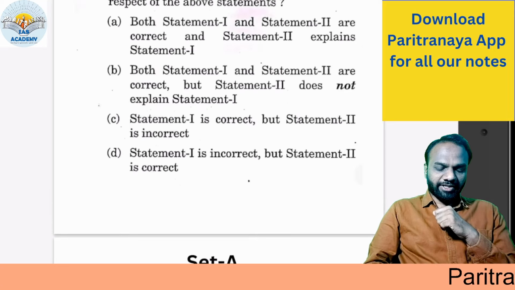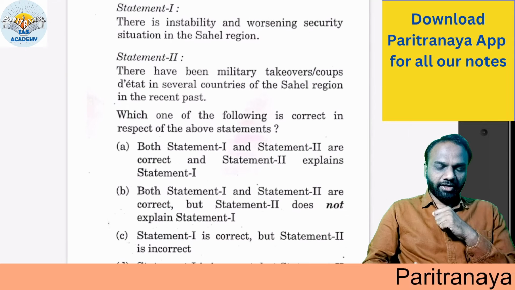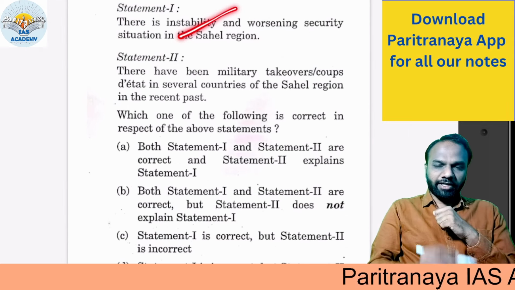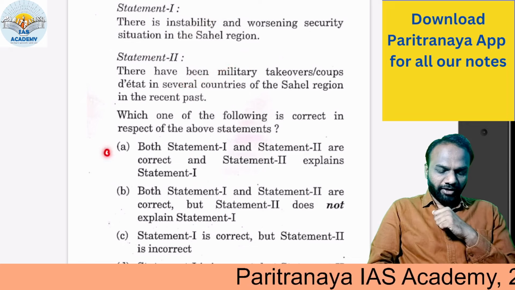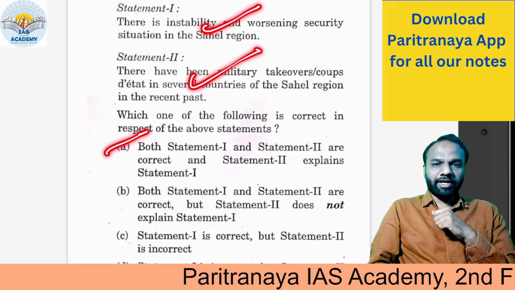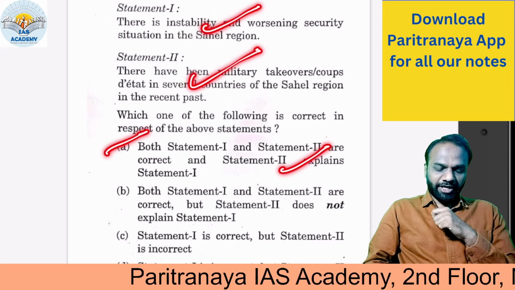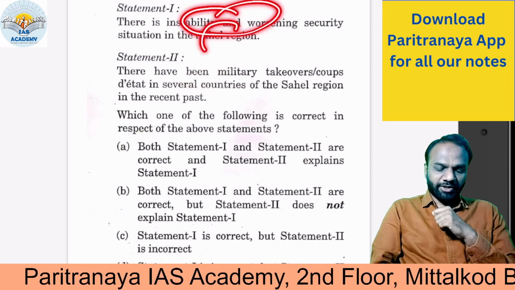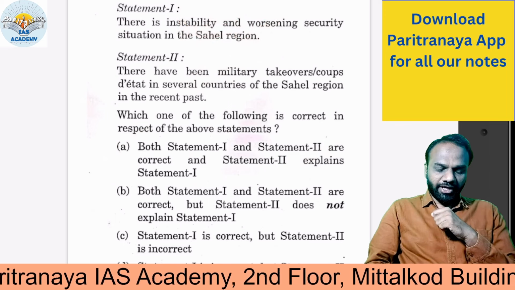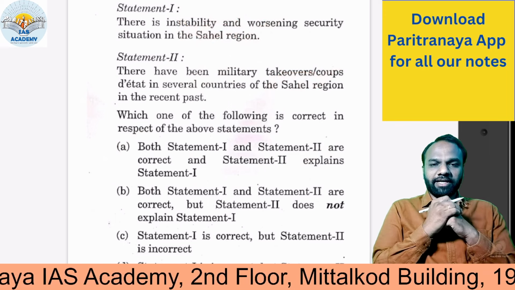Based on this, let us go back to the question. From this we understand the first one is correct, the second one is also correct. So the correct answer for this question is option 1, where both statement 1 and statement 2 are correct, and statement 2 is the correct explanation for statement 1. There is instability and a worsening security situation in the Sahel region because of the military coups that have taken place there.